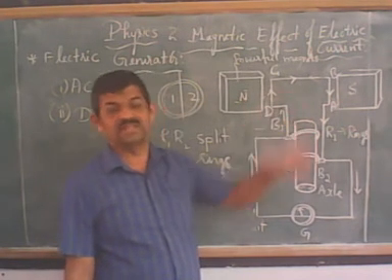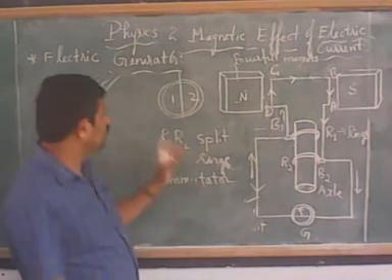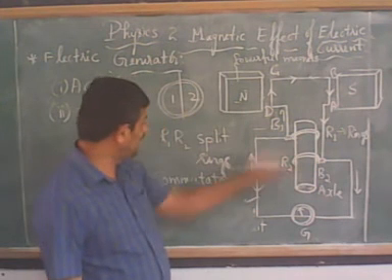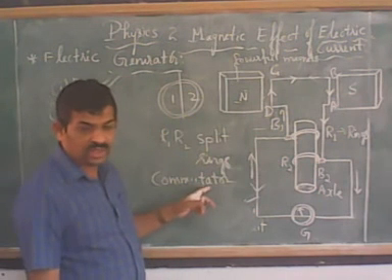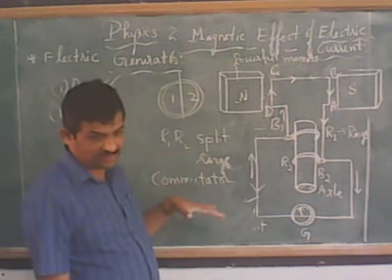Various places generate electric energy. Very important to understand. So we have R1, R2 split rings here. Split rings act as a commutator. The commutator reverses the current for the first half cycle and the second half cycle.